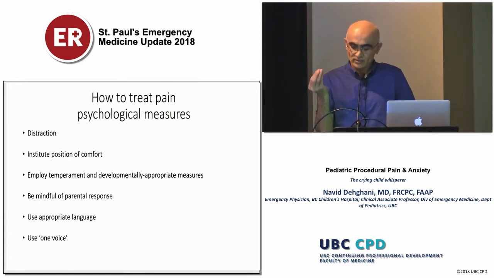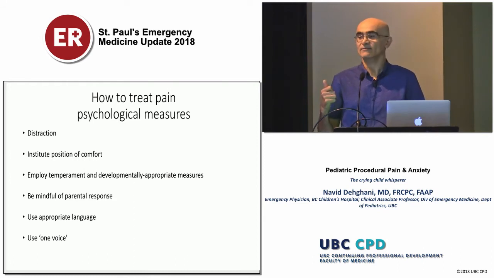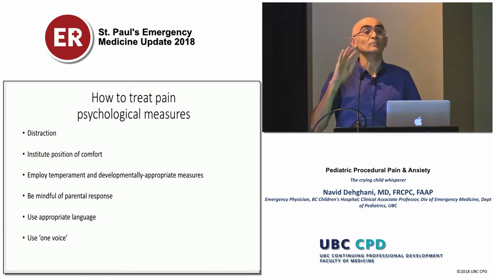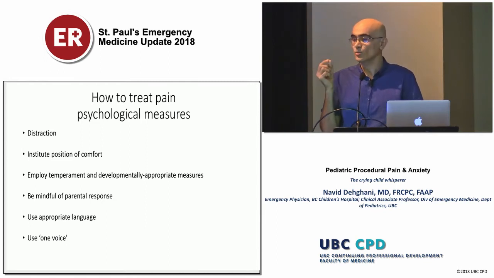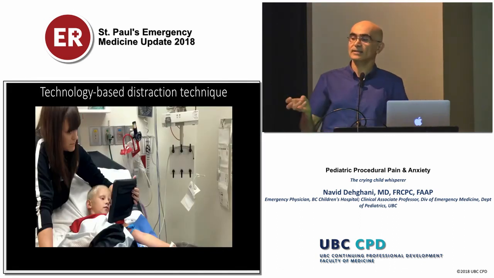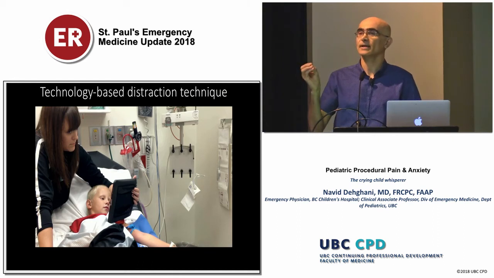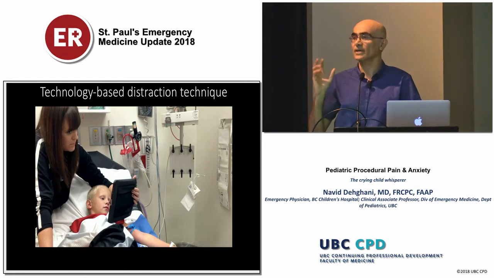Turning our attention to the psychological components and psychological measures, here we have distraction, position of comfort, being aware of the child's temperament and development, being mindful of the parent's response. Those are all contributing factors. Using the appropriate language, it's really key. And this one voice phenomenon, which we'll try to demonstrate for you. This is again a video showing the impact of distraction using a tech-based interactive system.